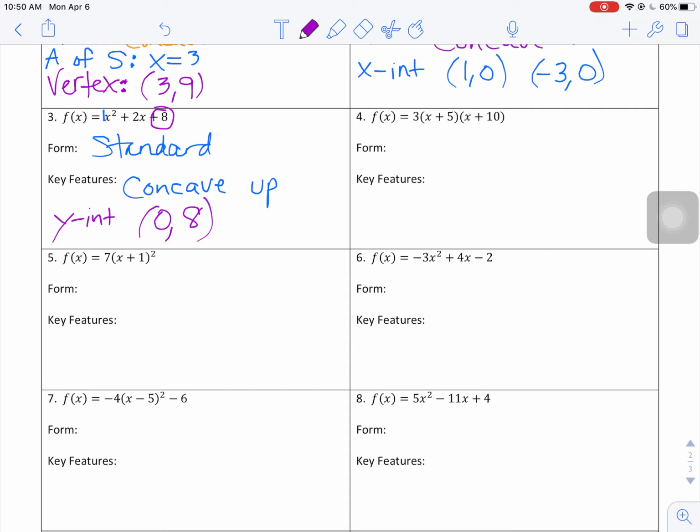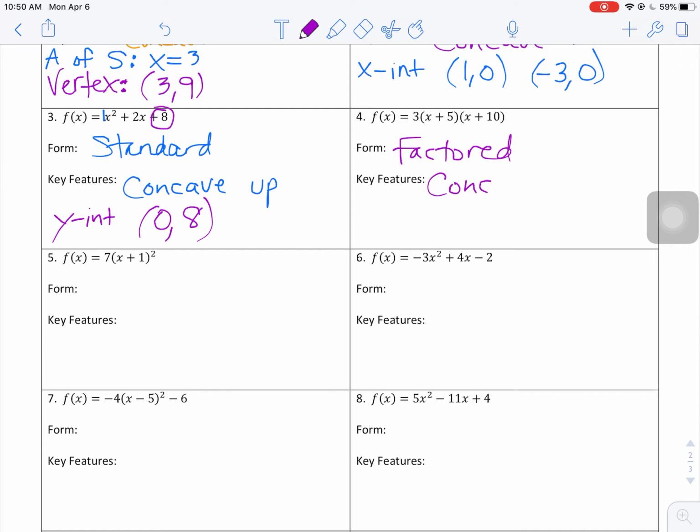And that only works for standard form. People try to make that work for the other forms. It only works for standard form, that you can just look at that number in the back and know that that's your y-intercept.